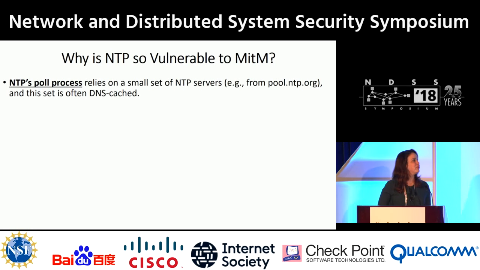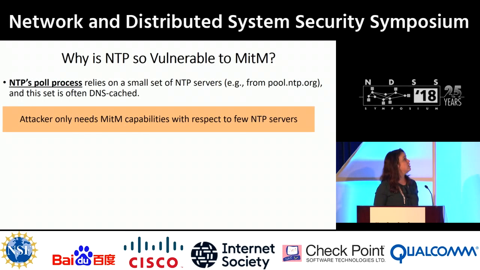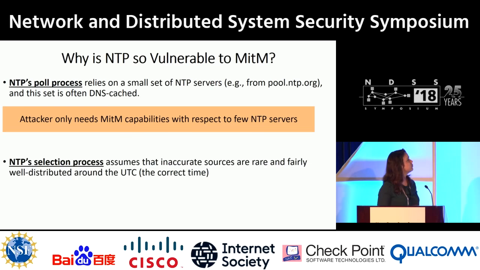Why is NTP so vulnerable to man-in-the-middle? As we said before, NTP consists of two processes, the poll process and the selection process. In the poll process, the client relies on a very small set of NTP servers coming from certain pools. And these servers are often DNS cached, which means that the attacker only needs man-in-the-middle capabilities with respect to very few NTP servers in order to maintain his attack.